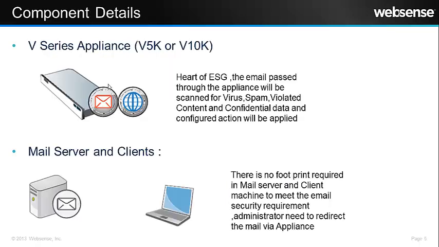V-series Appliance. Email security provides comprehensive on-premise security hosted on a Websense V-series Appliance, V10000 or V5000. Email security management functions reside on a separate Windows service. Triton Unified Center is managing this. Mail server and clients. We don't need to install any component in the mail server or in the client system. The administrator just needs to configure routing of the SMTP traffic via the ESG Appliance.